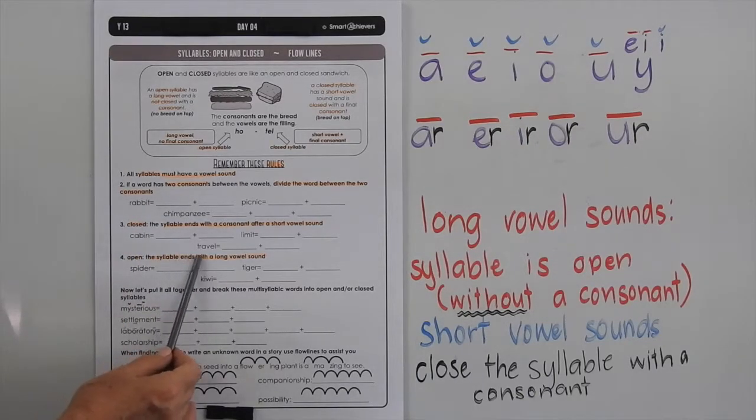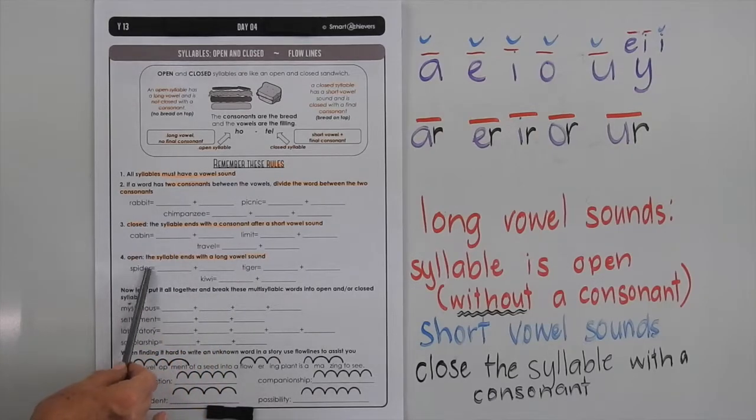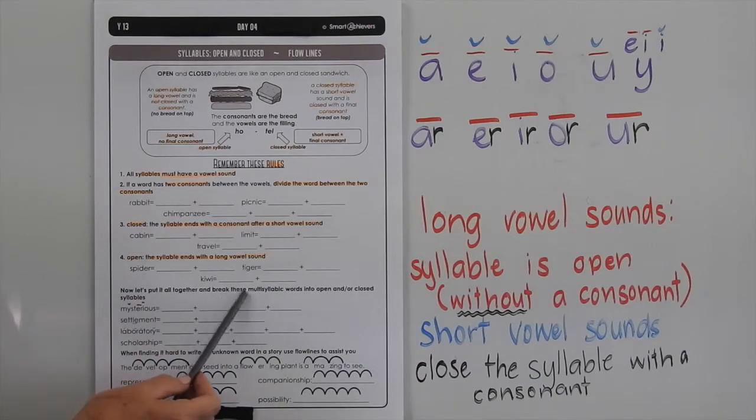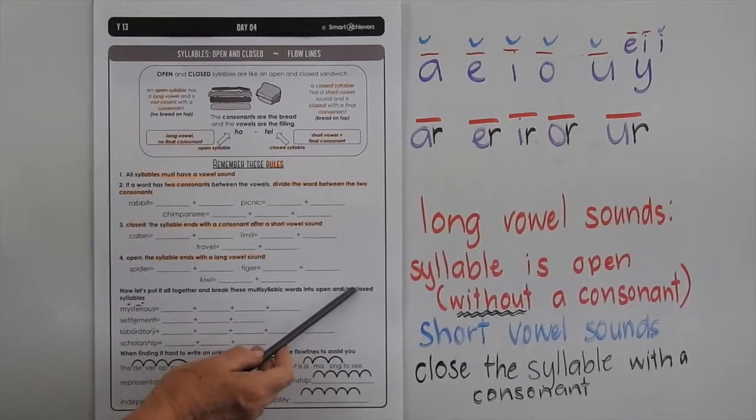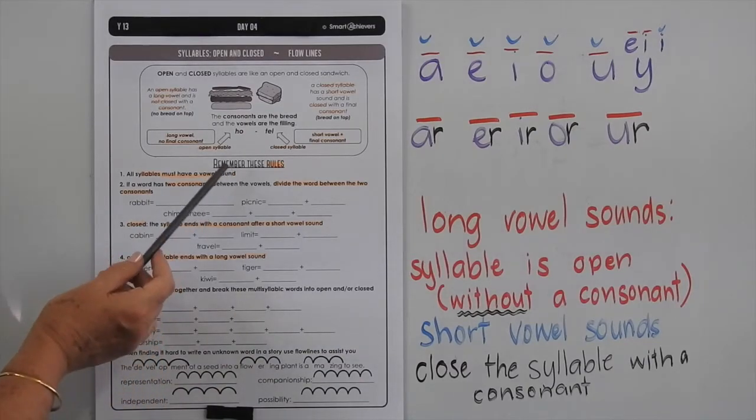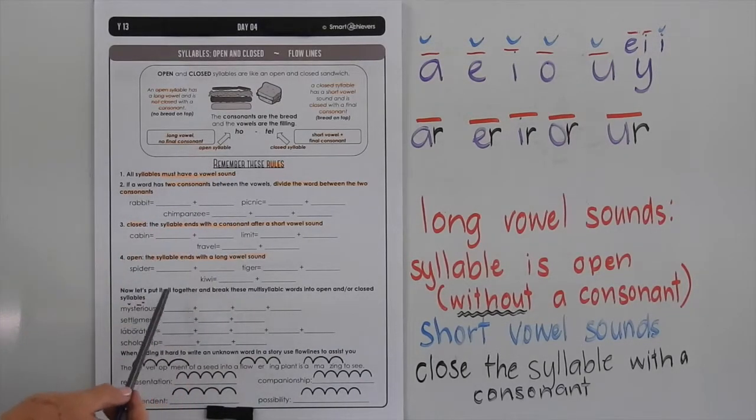Open syllables, the syllable ends with a long vowel sound. So you've got spider. So you'd be splitting that between the I and the D. You can hear that long vowel sound in each of those words. Now let's put it all together and break these multisyllabic words into open and or closed syllables. If you get stuck, go back to our rules up here and that should help you. But if you look at laboratory, you've got lab, a is a short sound, so you close the syllable with a consonant, or is a long vowel sound, at is a short vowel sound, so you close the syllable with the T, or is a long vowel sound, and then you've got that long Y-E sound at the end.